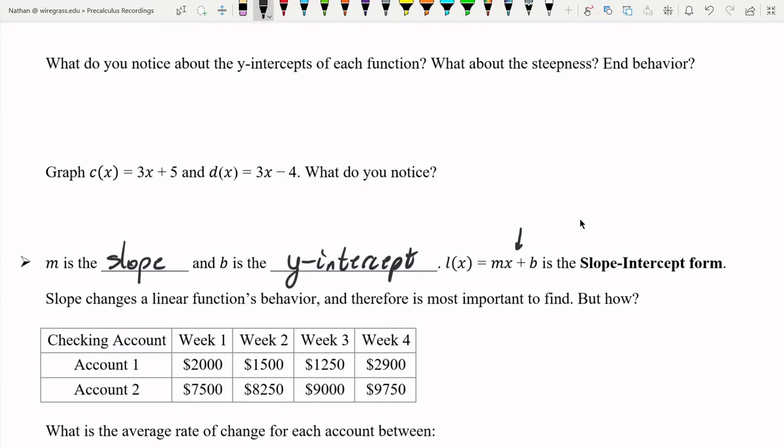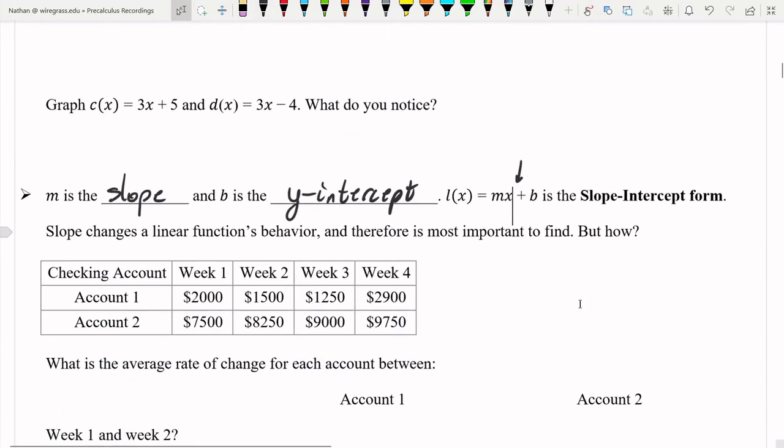The slope is really the function's behavior, because you can see as we change the slope, the end behavior of the function changed. If it was positive, it went to positive infinity to the right, negative infinity to the left. If it was 0, it flatlined. If it was negative, it did the opposite. So the slope really changes the behavior. The y-intercept just kind of shifts it up and down.